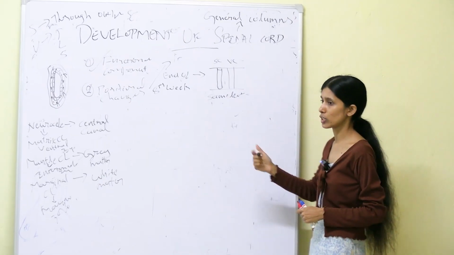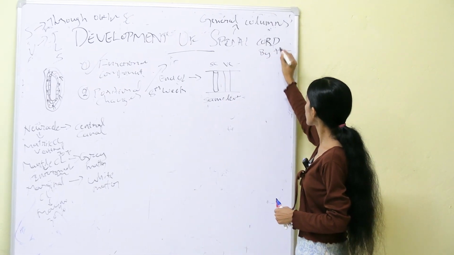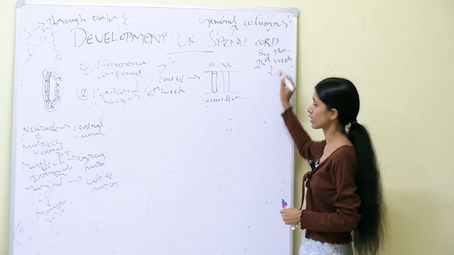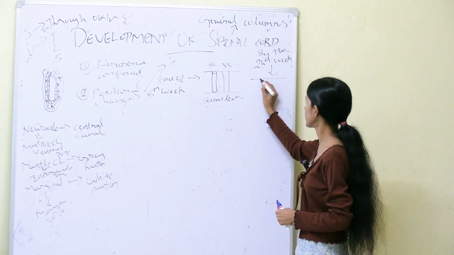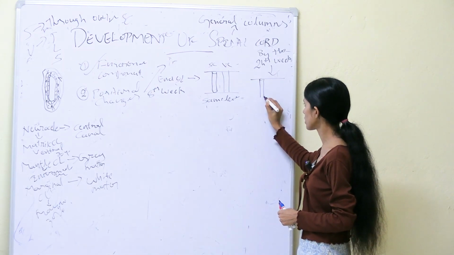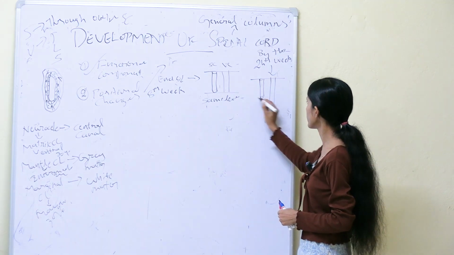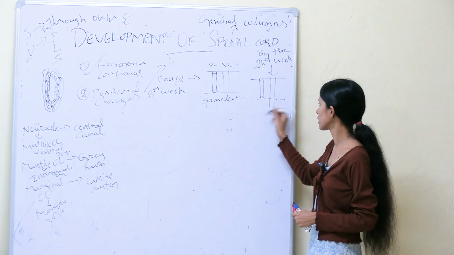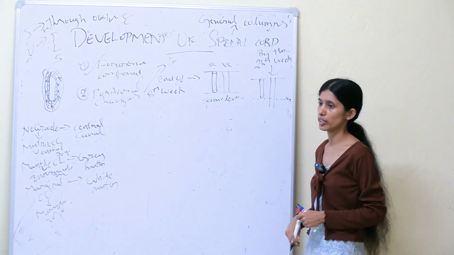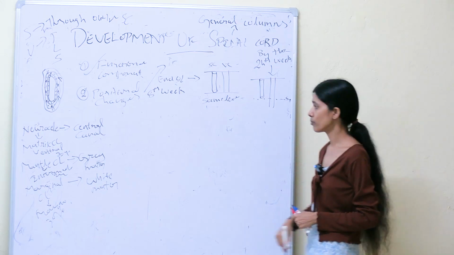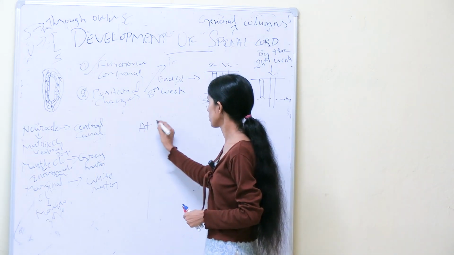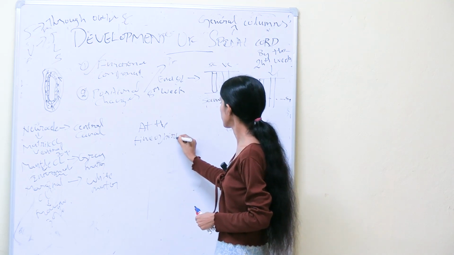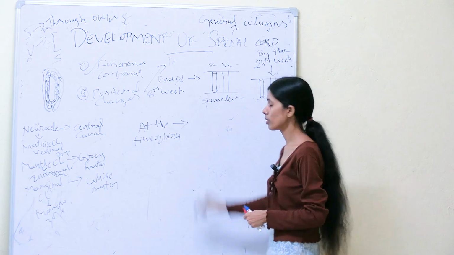As the development takes place, by the 24th week, there will be certain changes in the caudal end. Cranial end will remain the same, we can see changes only in the caudal end. Okay. So, now your spinal cord is present at the level of S1 vertebra. Okay. Next, at the time of birth. Okay.